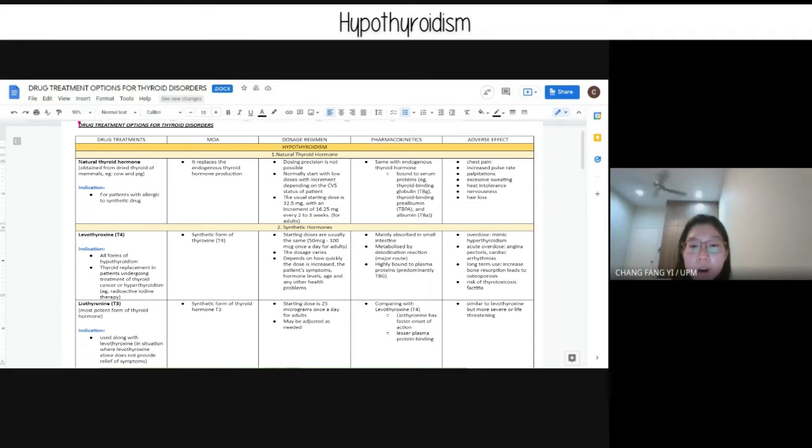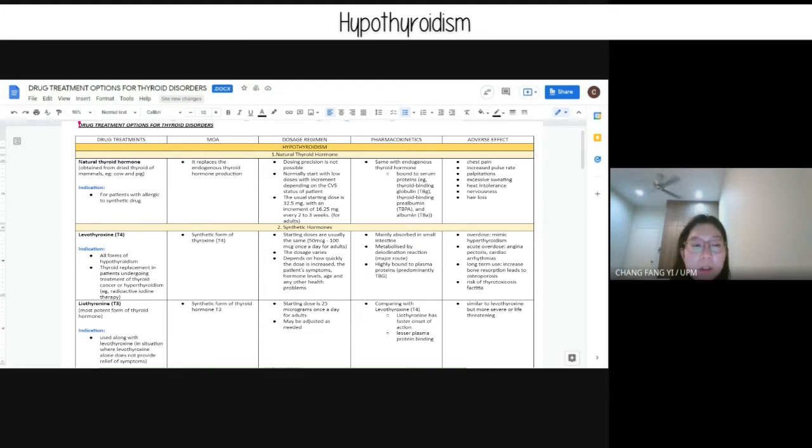If you compare with levothyroxine T4, liothyronine has a faster onset of action. This is because liothyronine has lesser plasma protein binding compared to levothyroxine. The adverse effects of liothyronine are similar to levothyroxine, but more severe or life-threatening.